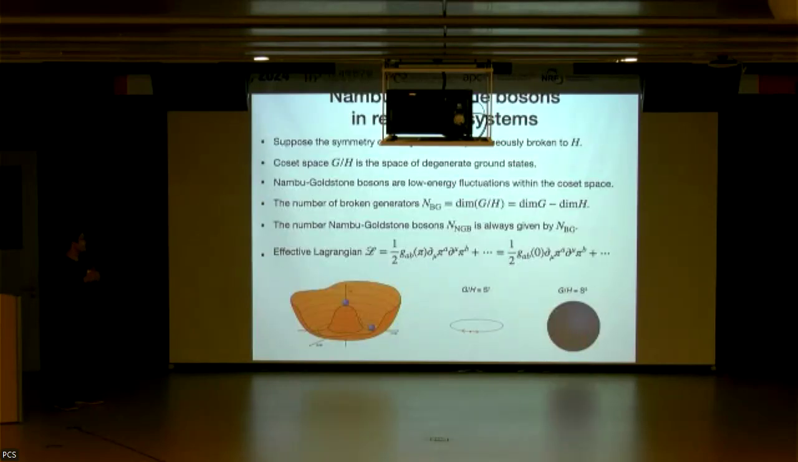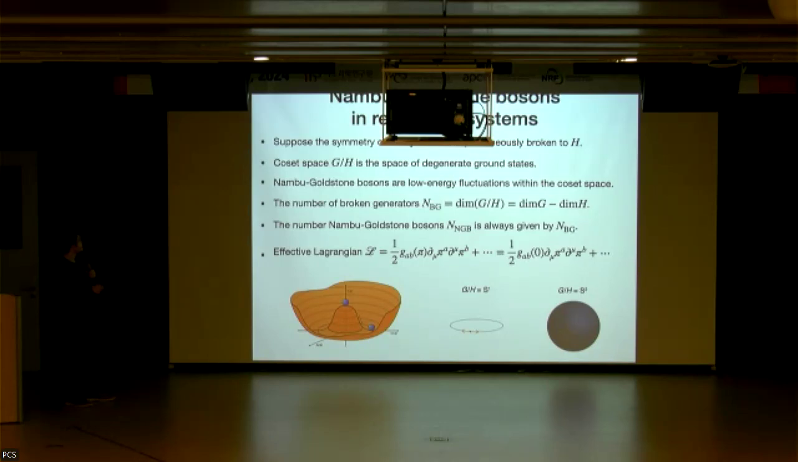So let me start by reviewing the number Goldstone bosons in relativistic systems. Suppose your original Hamiltonian has symmetry group G, which is spontaneously broken down to H. Then this coset space G over H gives you the space of degenerate ground states. Like for this wine bottle example, the degenerate ground states are really like the U(1), like a ring, which is the location of this ball, right?